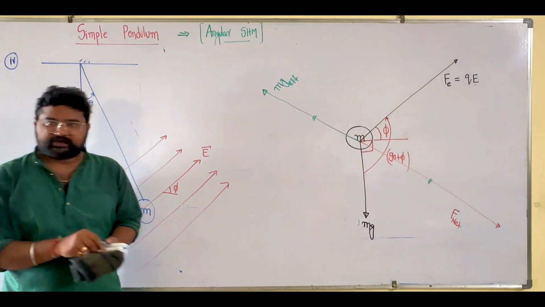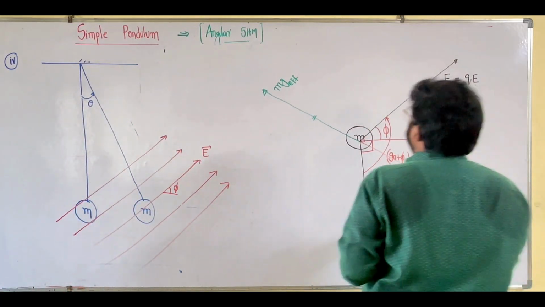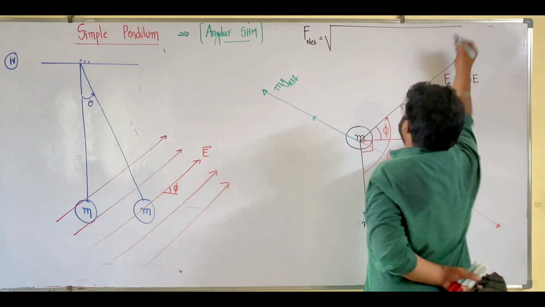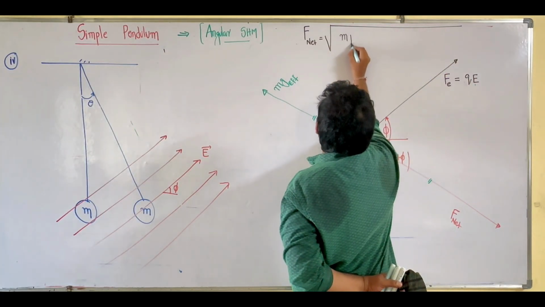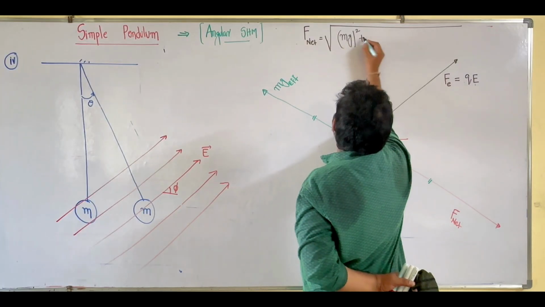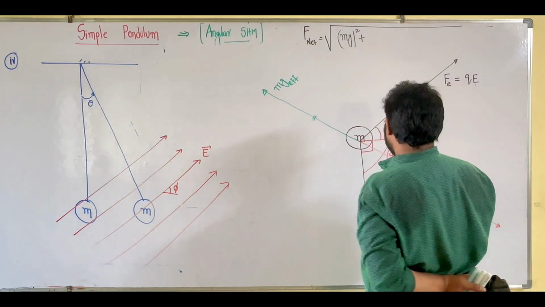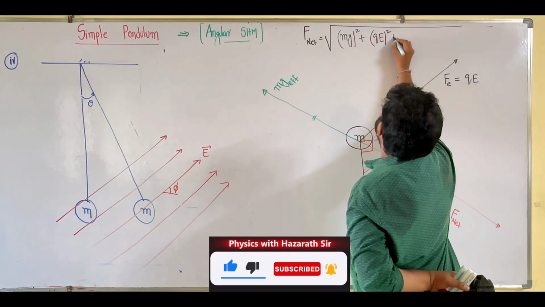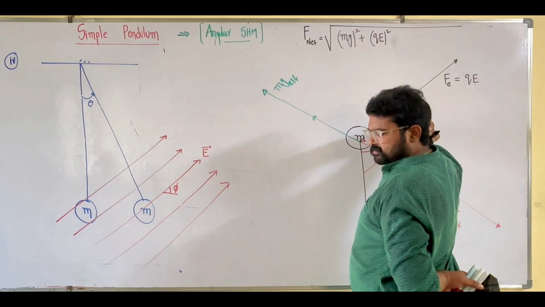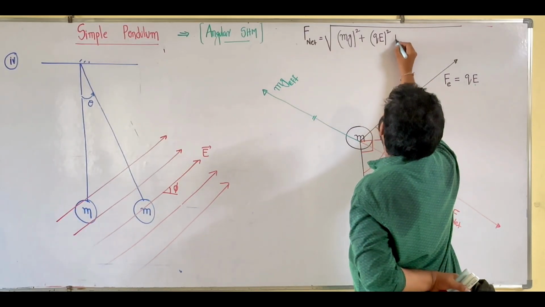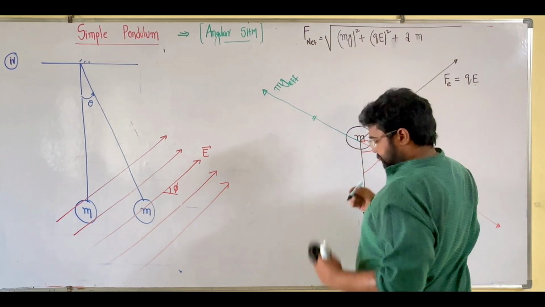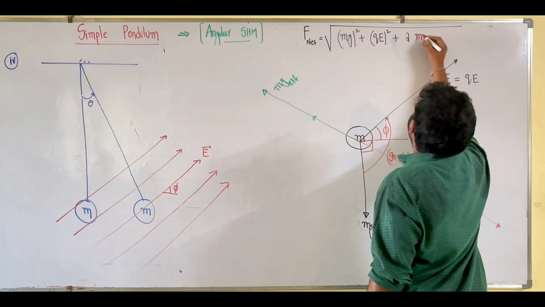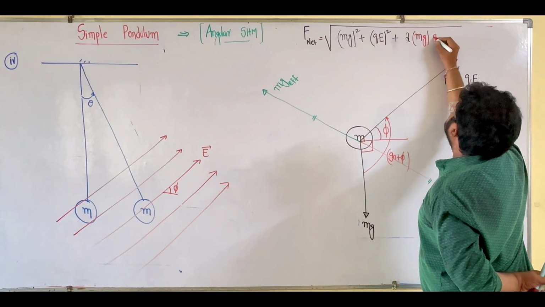How do we calculate F net? Apply the parallelogram law of vectors. F net squared equals (mg) square plus (QE) square plus or minus 2 times mg into QE into cos of the angle between them.